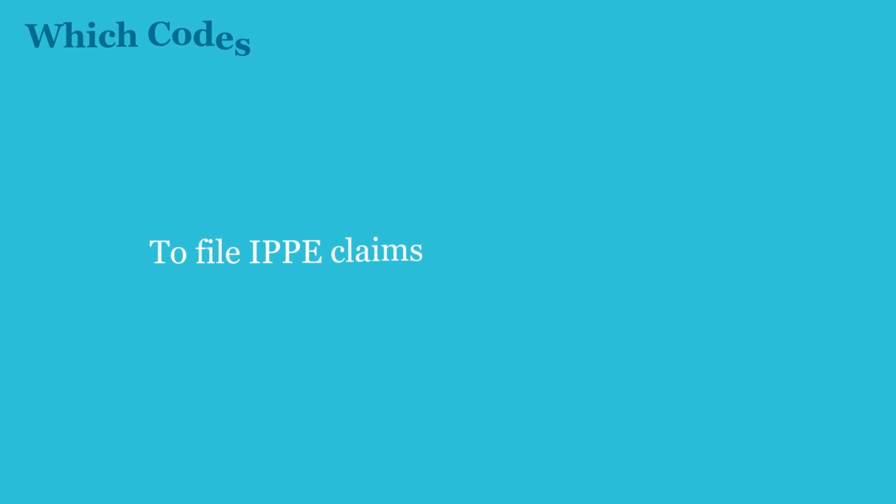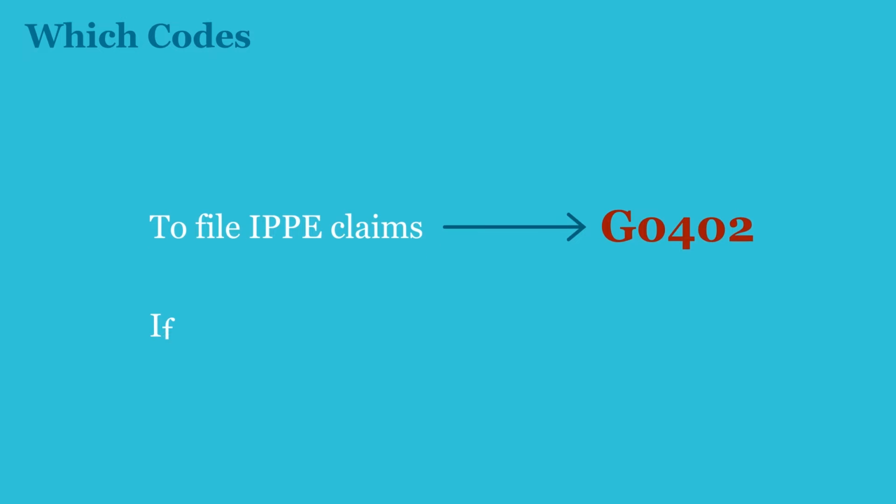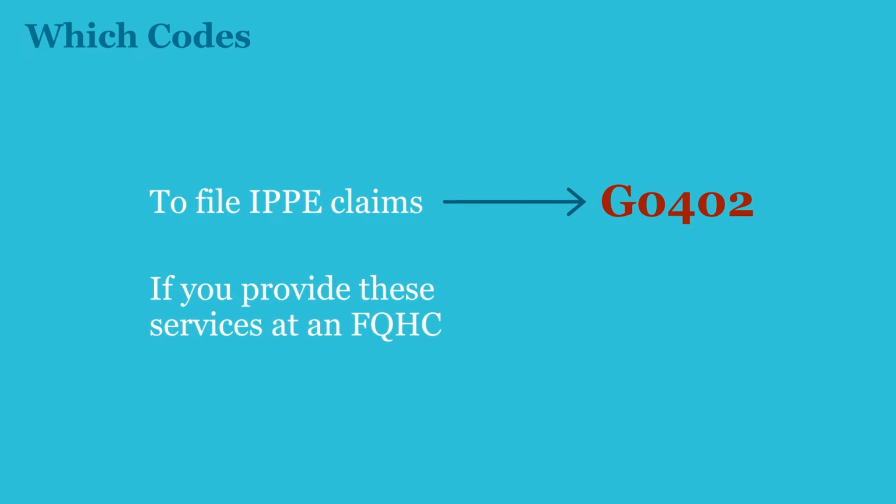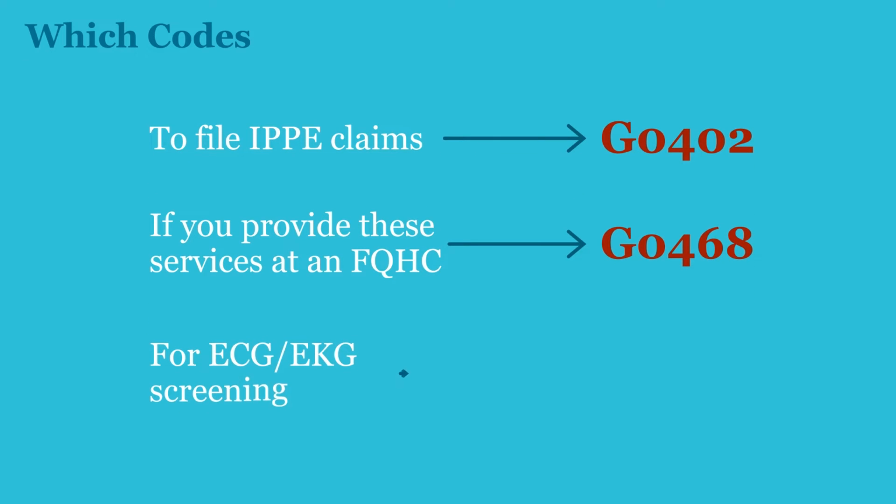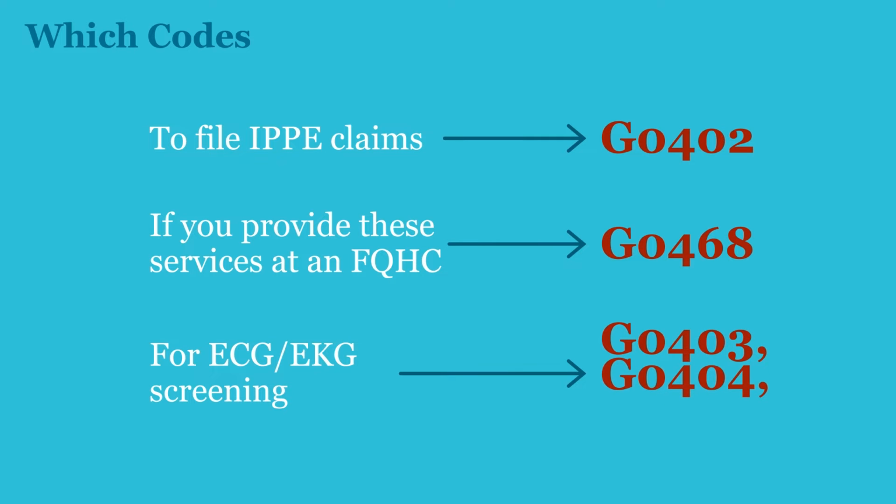To file Initial Preventive Physical Exam claims, use the HCPCS code G0402. If you provide these services at an FQHC, use code G0468. For ECG, EKG screening, use codes G0403, G0404, or G0405.